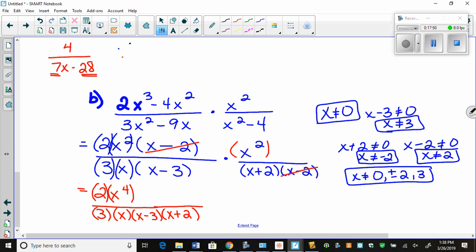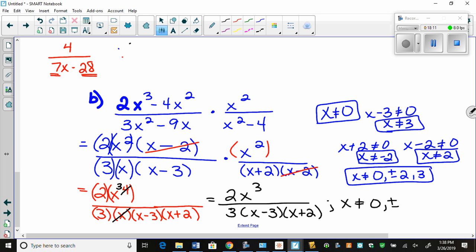So it's okay if you don't cancel them all off perfectly right away. You can do an extra step. It's not the end of the world. So this x and this one cross off and I'm left with 3 of them. So my answer is 2x cubed over 3 times x minus 3 times x plus 2. X cannot equal 0, plus or minus 2, and 3. And that's as good as it gets because I have nothing else that can cancel.